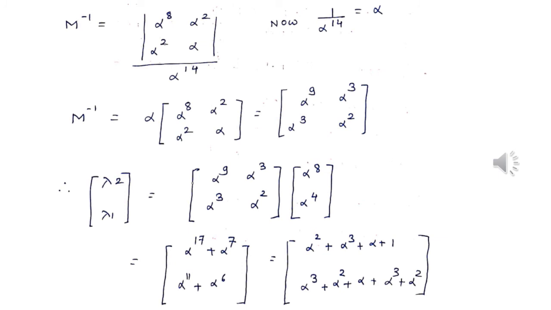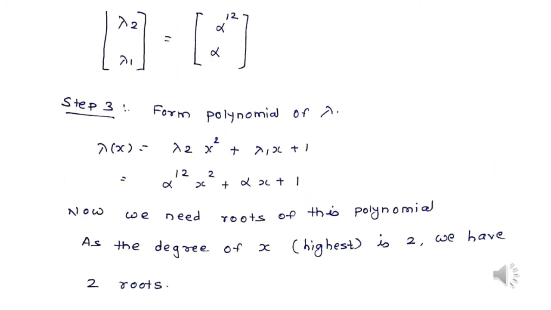Yes, so what are lambda 2 and lambda 1? M inverse into the right hand side matrix, which we have already seen on the previous slide. So lambda 2 and lambda 1 will be: lambda 2 is alpha raised to 17 plus alpha raised to 7, and lambda 1 is alpha raised to 11 plus alpha raised to 6. So we get lambda 2 and lambda 1 as alpha raised to 12 and alpha.